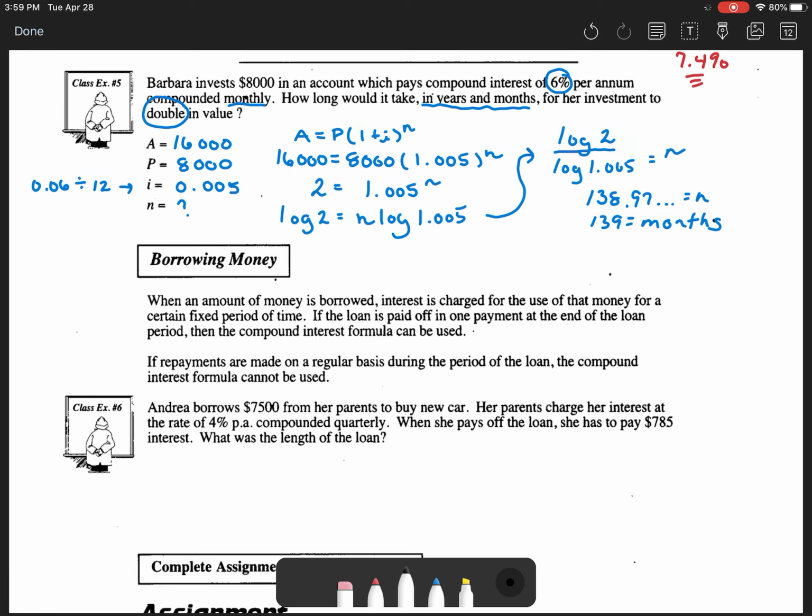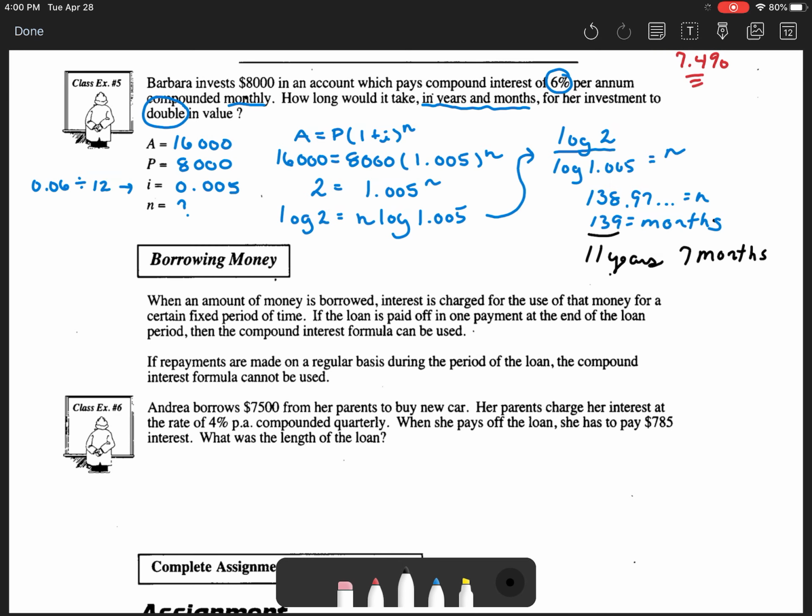Now, the question says in months and years. So what do I do here? Well, I'm going to take 139 months and divide it by 12, because there are 12 months in a year. So when I take that answer, 139, and divide by 12, you're going to get 11.583 repeating. Well, that means 11 full years. If I have 11 years, 11 times 12 is 132. So I've used up 132 of the 139 months, and that means there are 7 months extra left over.